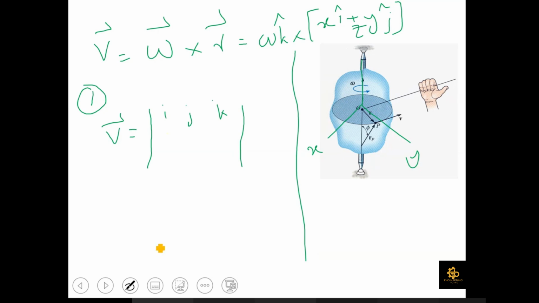It means that its x component is 0, its y component is 0 and its z component becomes omega. What should be the third row? x, y, 0. It should be the components of the position vector r, which are x, y and 0 here.